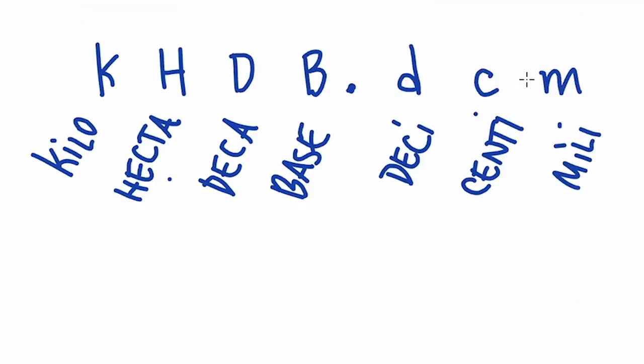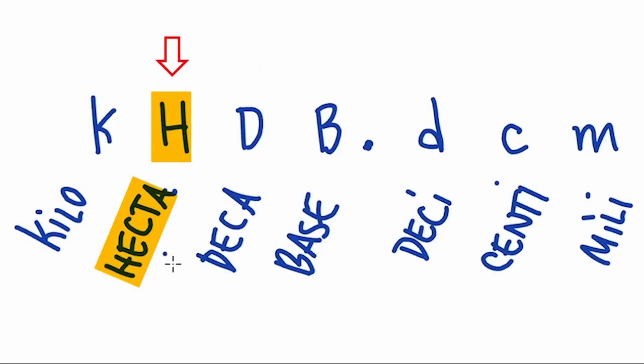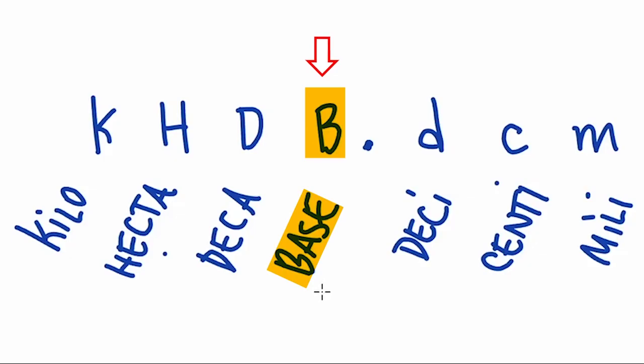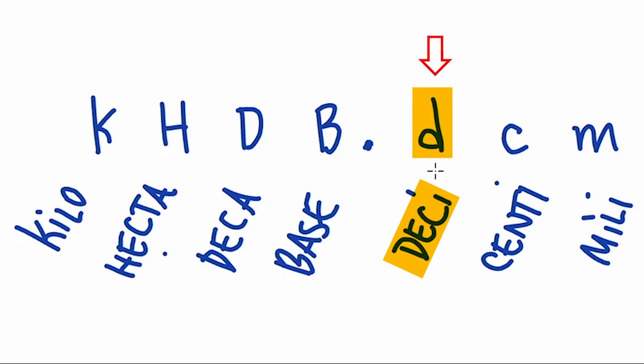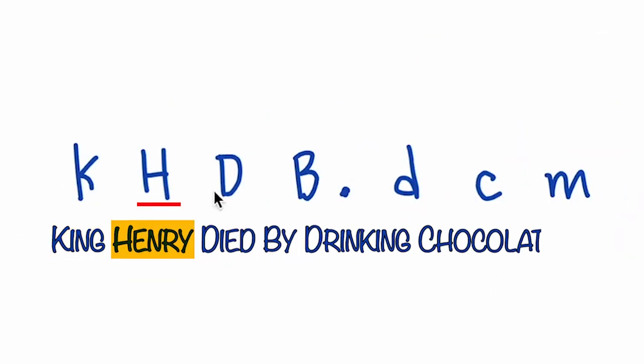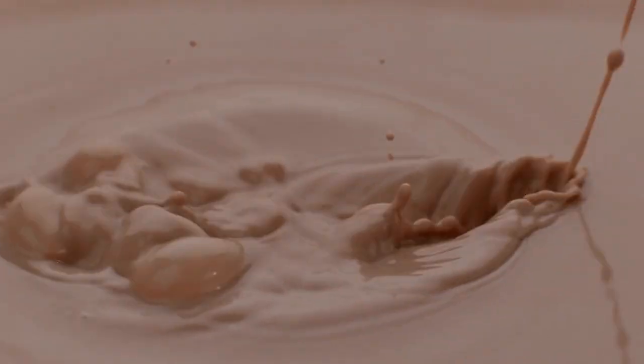So what I've got here is K stands for kilo, H stands for hecta, D is for deca, that's the capital D anyway, B is the base unit, now that's like grams or liters or seconds or something like that. Then little d is deci, and then c is centi, and m is milli. And this is the code. King Henry died by drinking chocolate milk. I recommend you remember this one because it's a pretty memorable way to do it.